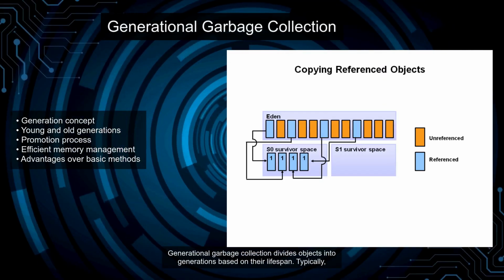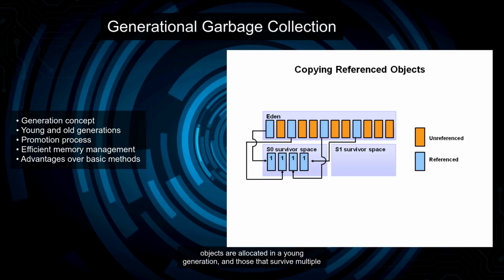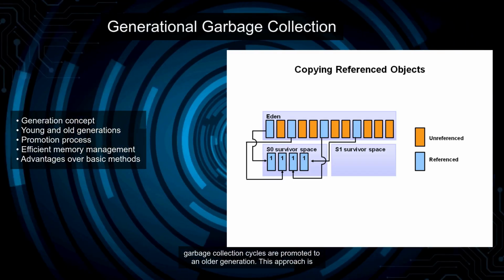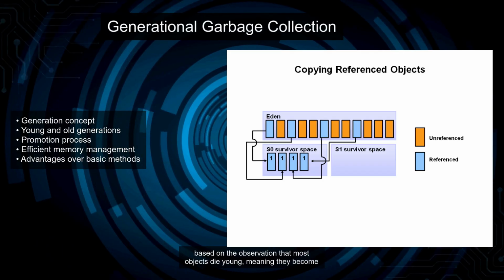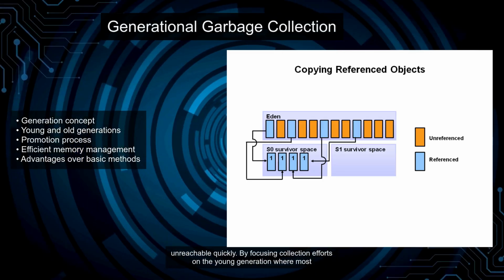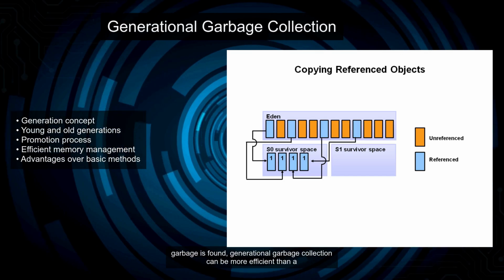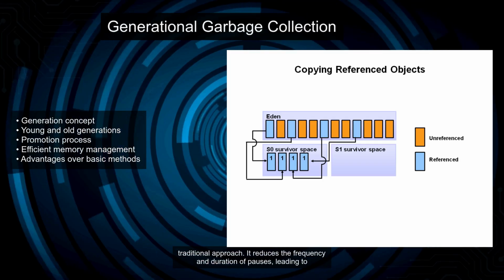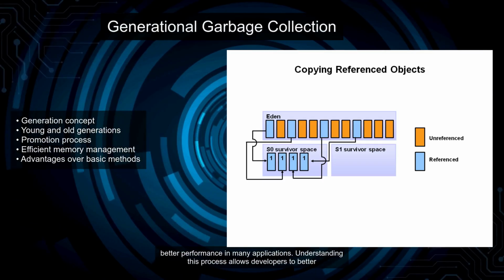Generational garbage collection divides objects into generations based on their lifespan. Typically, objects are allocated in a young generation, and those that survive multiple garbage collection cycles are promoted to an older generation. This approach is based on the observation that most objects die young, meaning they become unreachable quickly. By focusing collection efforts on the young generation where most garbage is found, generational garbage collection can be more efficient than a traditional approach. It reduces the frequency and duration of pauses, leading to better performance in many applications.